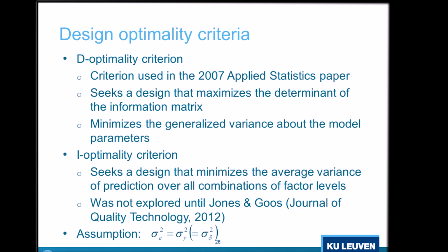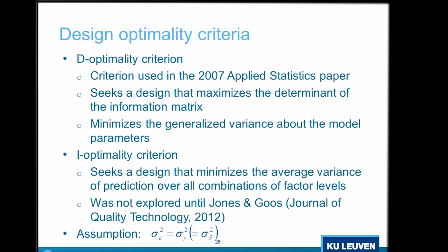Now, estimating the model is one thing. Setting up the experiment so that you get good estimates for your model is another thing. So now we enter basically the optimal experimental design phase. And to select a good experimental design, to find an optimal experimental design, we need some criterion. And back in 2007, Bradley Jones and I used the most commonly used criterion, the D optimality criterion, for selecting our split plot designs. And we did the same thing in 2009 to select our split plot designs.